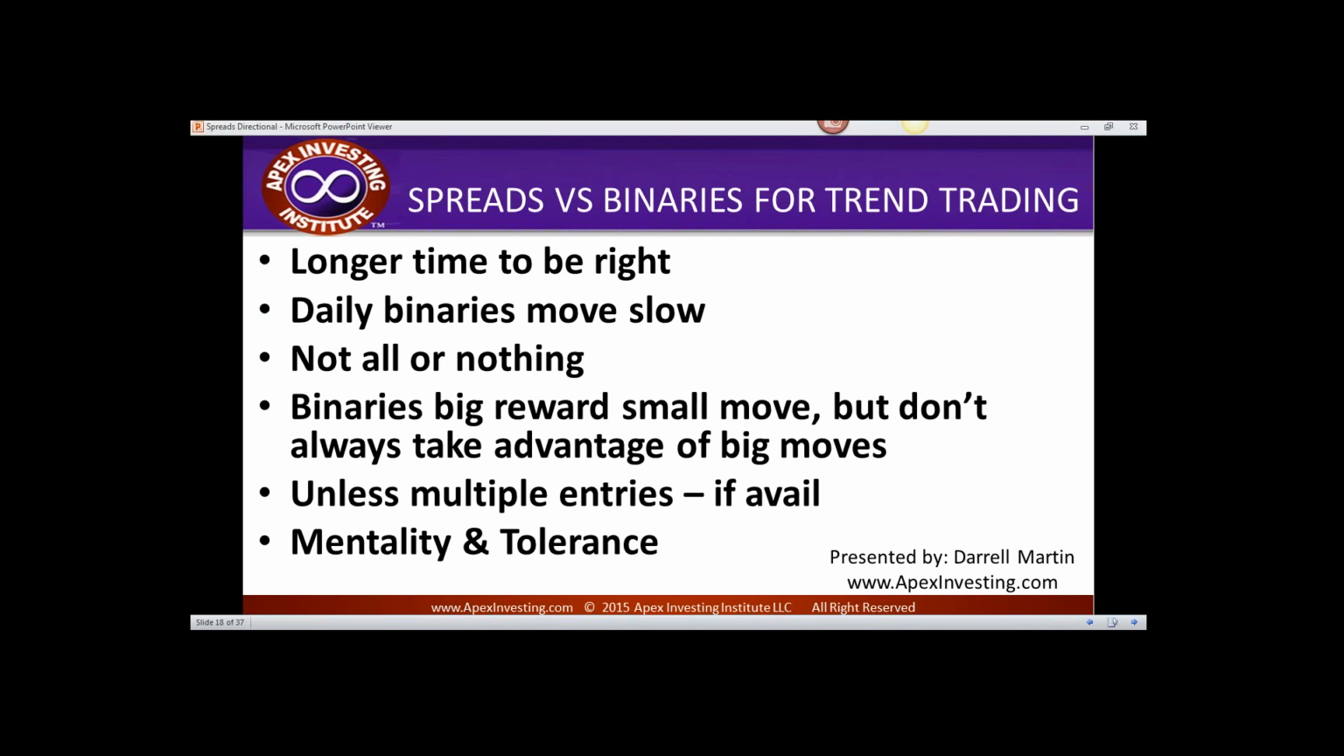So on small moves, binaries could potentially have a bigger reward on that smaller move, but they don't take advantage of the bigger moves all the time. Remember we talked about that. Binary pops up in your direction, max potential, but then it's done. At 100 bucks, it caps out. As to run your spread, you might be able to keep going with the market as it's flying and flying, going up $1 per tick.